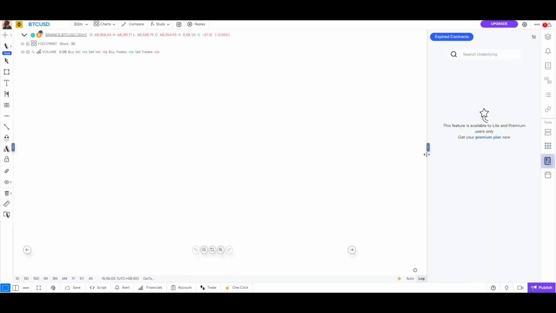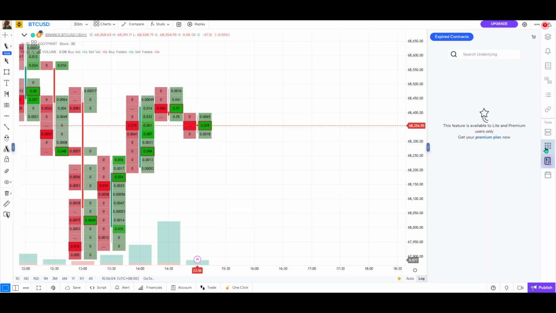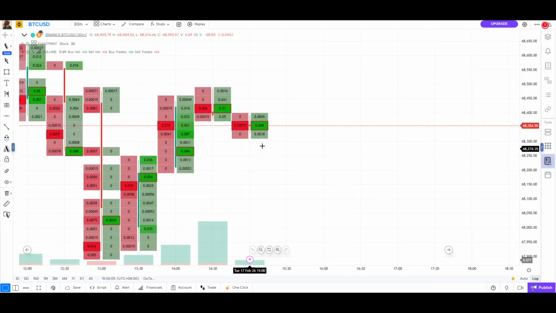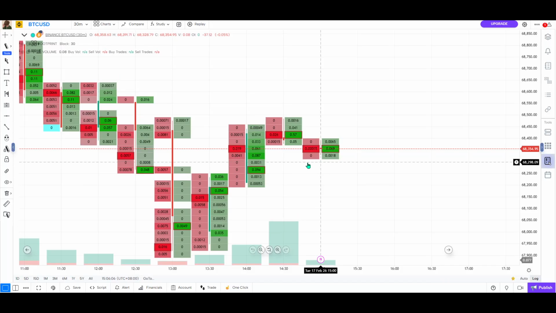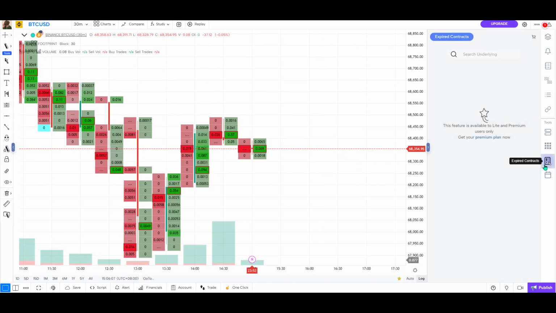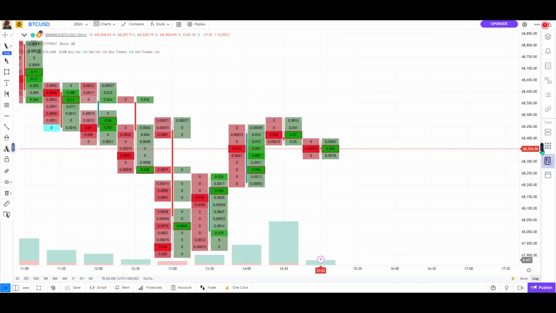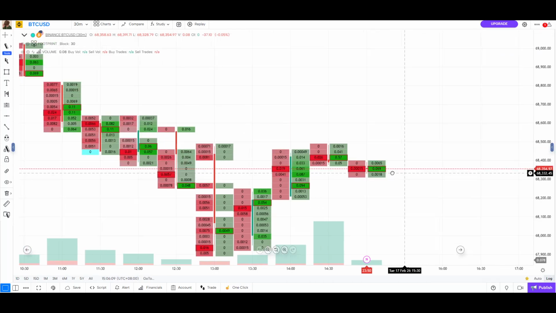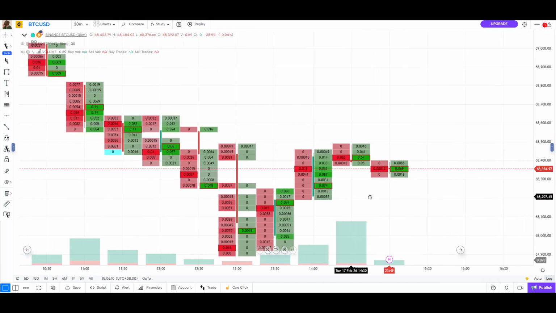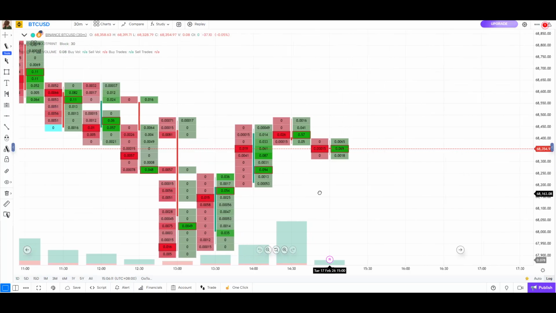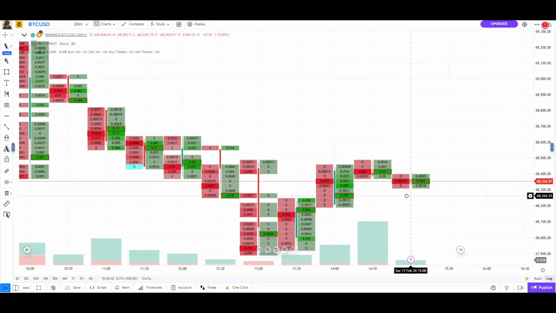Once cluster charts are enabled, you'll immediately have a more detailed lens for reading the tape right on your chart. Use this view to confirm areas of interest you've already identified with your usual tools, and to better understand whether momentum is building or fading at specific prices. That's all you need to set up footprint charts in GoCharting. Click the chart drop-down, select cluster charts, and ensure you have premium access.